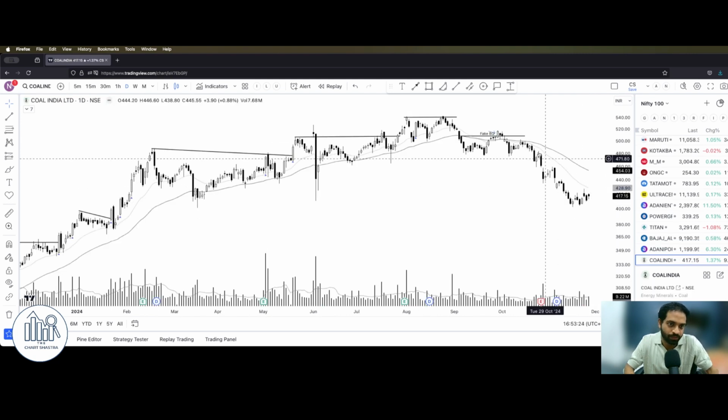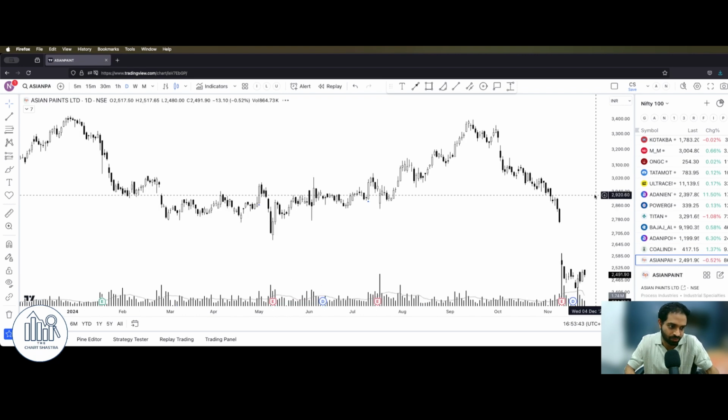Coal India, again, had a good beginning, but post this correction, it tried to break out here. This is what we call a fake breakout. It quickly gave back and started making lower lows. As of now, this looks weaker on the chart. There are no signs of strength as of now.